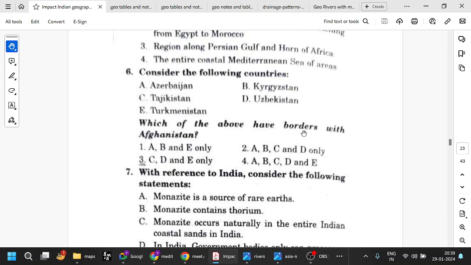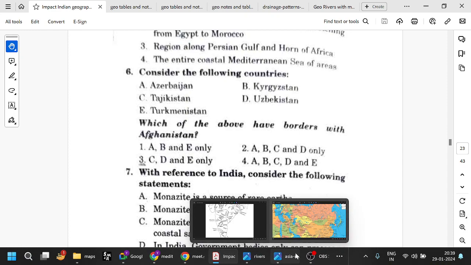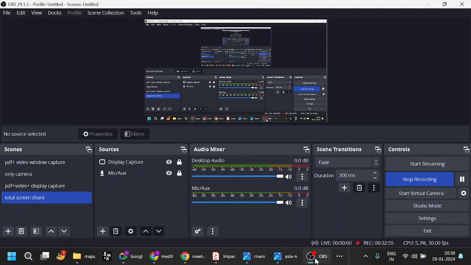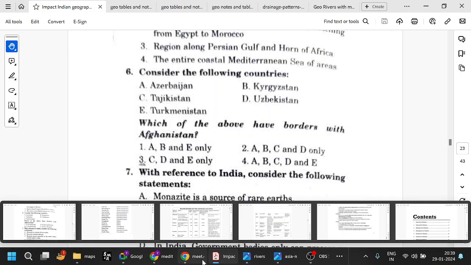Okay. So which of the following have borders with Afghanistan? So we saw Kyrgyzstan does not have, right? Kyrgyzstan does not have, and C, D, E: Tajikistan, Uzbekistan, and Turkmenistan. Azerbaijan is almost in Europe, if you observe, just this. Okay. Azerbaijan.